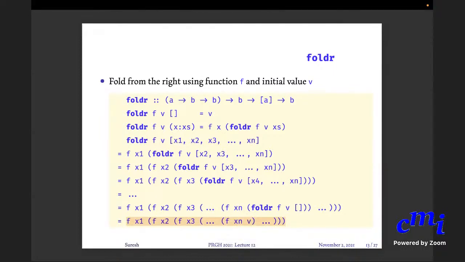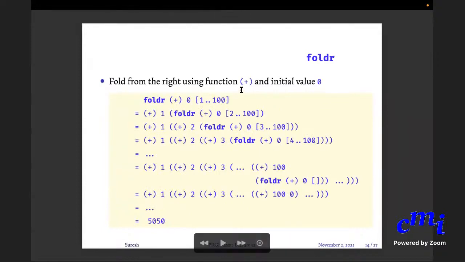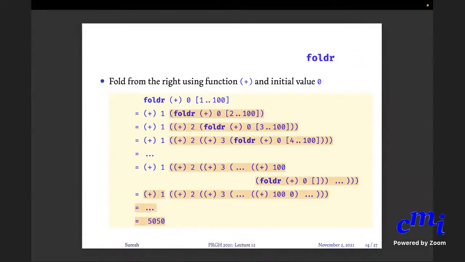To give a concrete illustration, suppose you're doing fold R of plus 0 of 1 to 100. You will say, okay, the plus function applied on 1 and fold R plus 0 of 2 to 100, which is nothing but the plus function applied on 1, and this internal thing is the plus function applied on 2 and then fold R of plus 0 and so on. Finally, you will have a huge expression like this. Haskell has a way of internally representing these expressions. But the larger these expressions grow, the more space it needs. Eventually, it might run out of space.